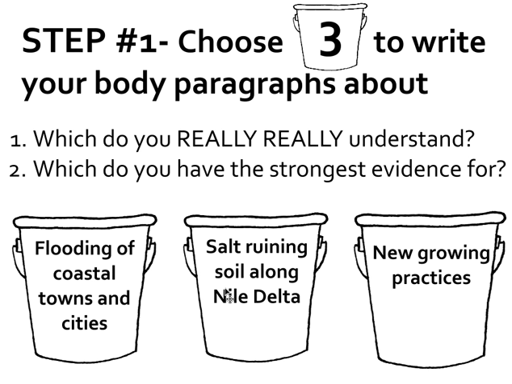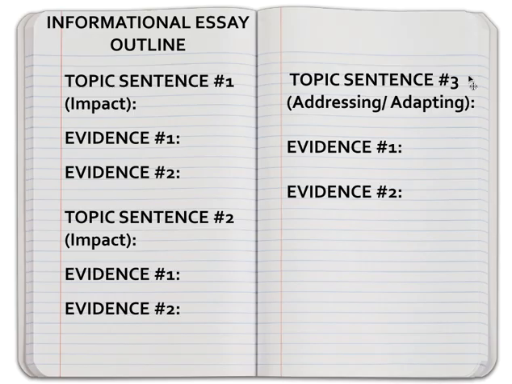Notice that 2 of my body paragraphs, or 2 of the buckets that I chose, are about the impacts of climate change, and one of them is about one of the ways my country is addressing or adapting to climate change. You also need to write about 2 impacts and one way your country is addressing or adapting.